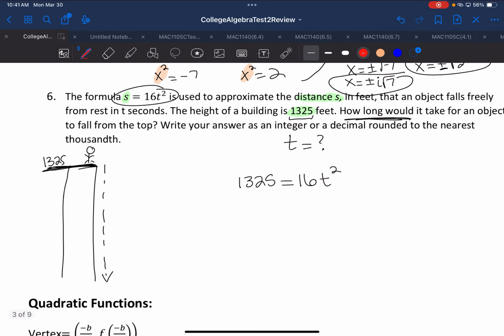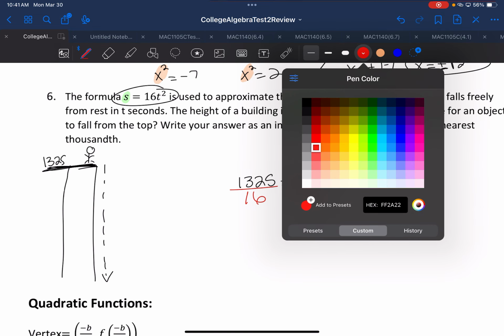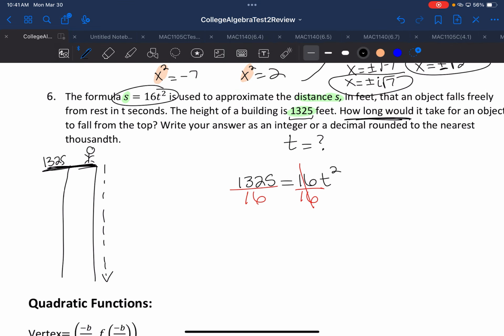So I would divide both sides by 16 here to get T squared by itself. Write your answer as a decimal rounded to the nearest thousandth. 1325 divided by 16 is 82.8125. I'm not going to round it yet until the very end. But this is what I got when I divided the 1325 by 16.